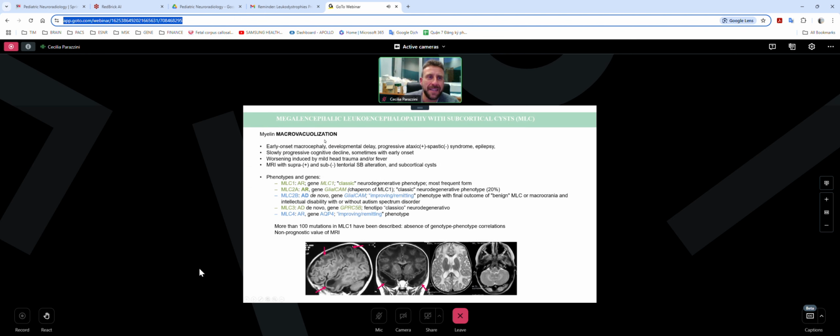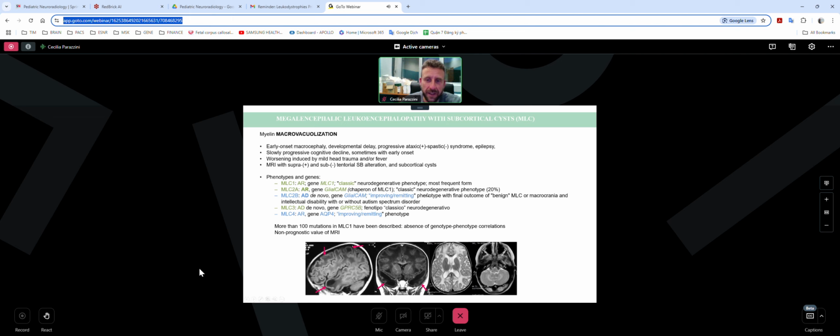So in MLC, the clinical presentation is very early, with early onset macrocephaly, developmental delay, progressive ataxia with or without spasticity. There is a slowly progressive cognitive decline over time, and then we can also observe some very peculiar acute worsening of the clinical picture induced by head trauma or fever.